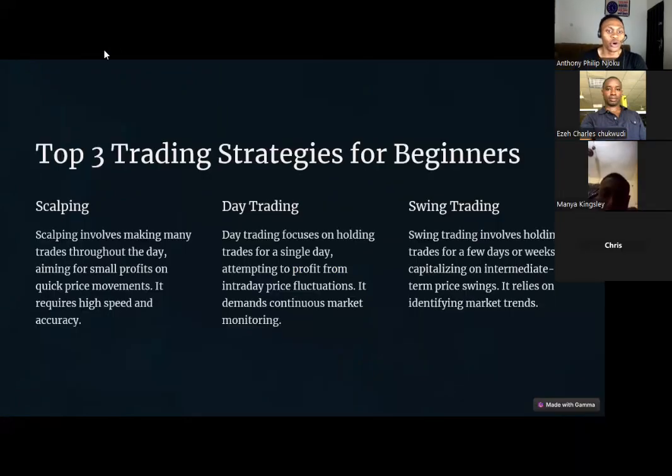Okay, good. So we're talking about the top 3 trading strategies for beginners. One, we have scalping, and scalping involves making many trades throughout the day, aiming for small profits on quick price movements. It requires high speed and accuracy.